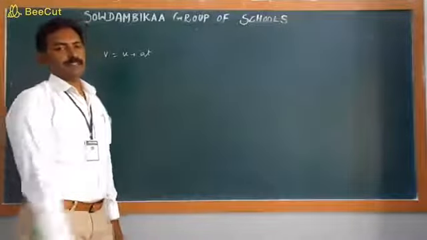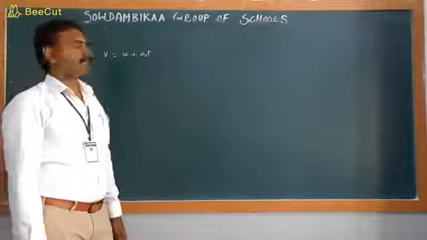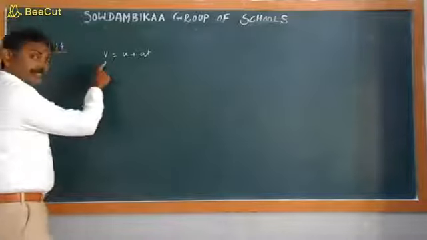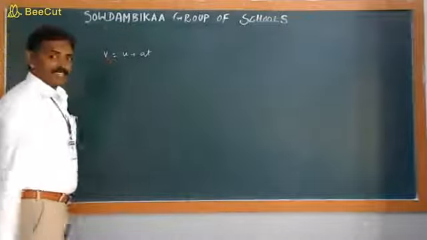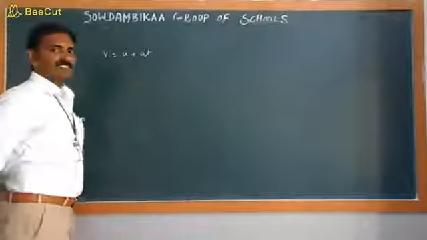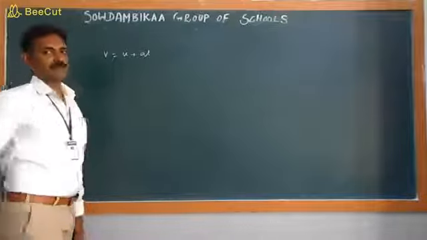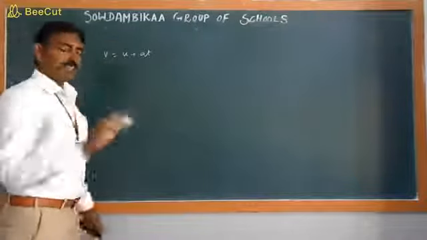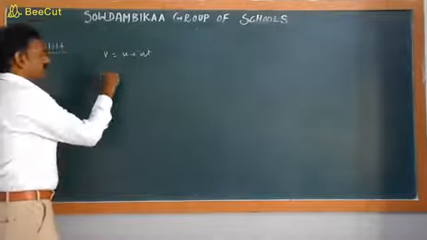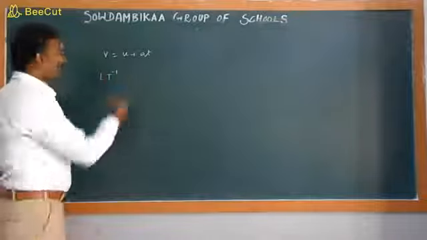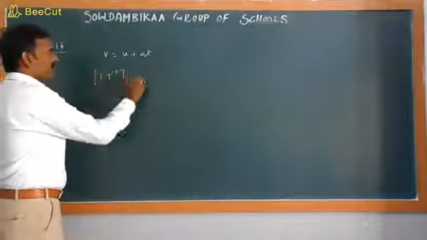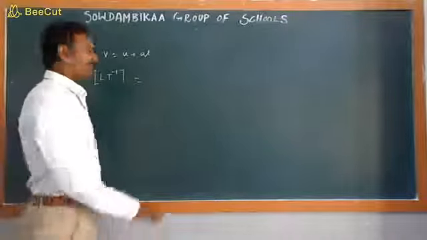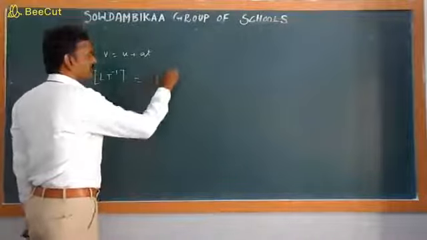Now it is the equation for a straight line. V is the final velocity, U is the initial velocity, A is the acceleration, then T is the time. So the dimensional formula for velocity is LT inverse. Likewise, the dimensional formula for initial velocity is also LT inverse.